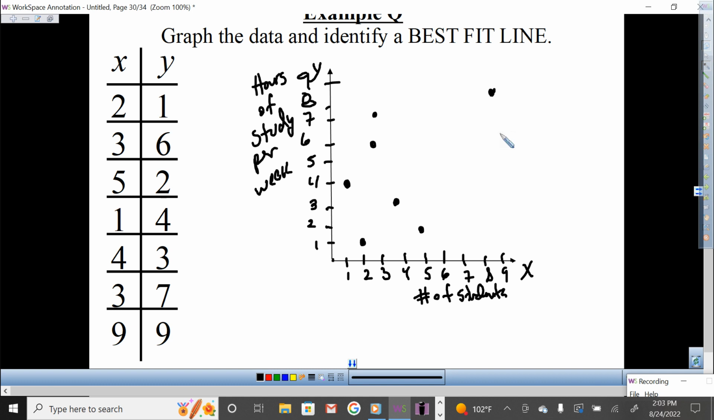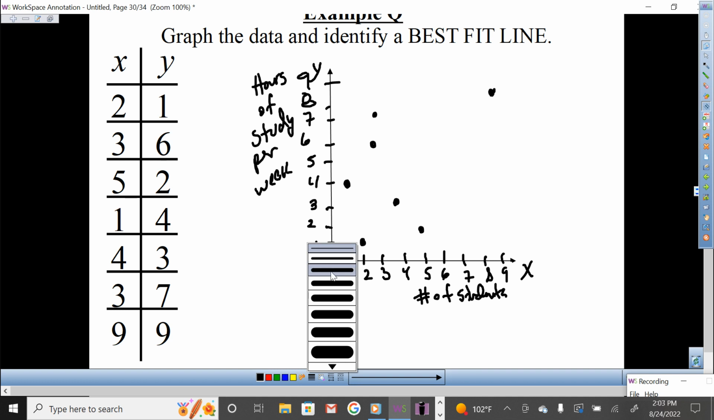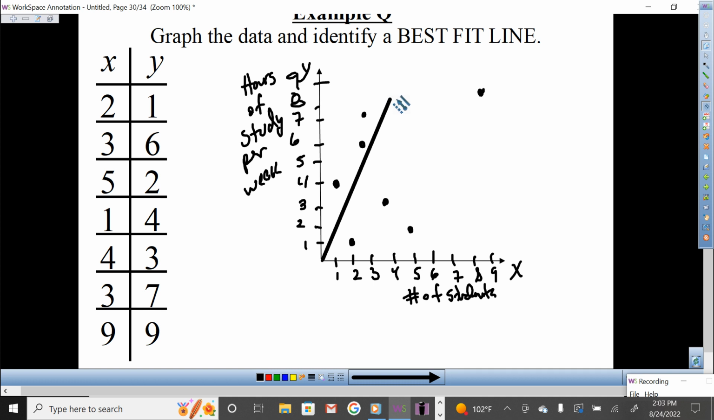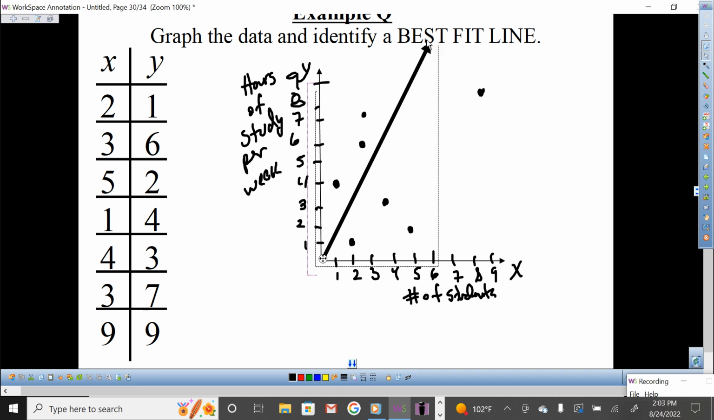Over here. Yes? So if it's going in that direction, I'm going to sketch a line that would best fit the data. Okay? So here we go. How do I do that? I'm just going to sketch a line so that I can have at least half of the data above it and half of the data below it. Okay? Here we go. I'm going to get my line sketcher. So tell me where to place it. How about right there? Okay.